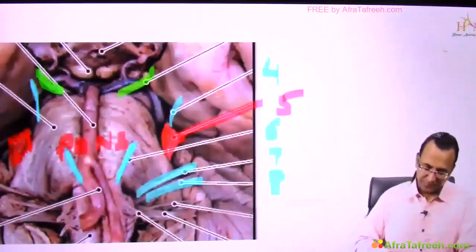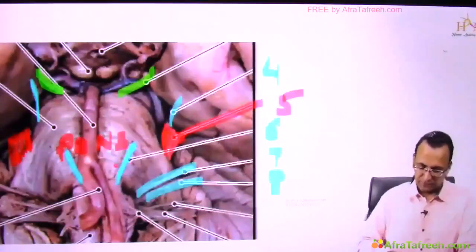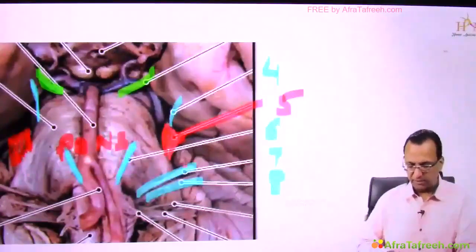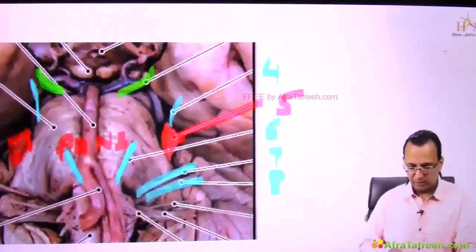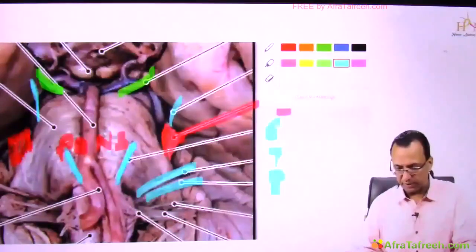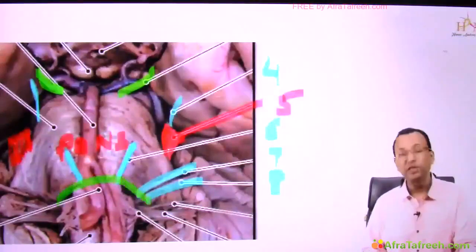As you can see, this is the 6th nerve, which is near the midline. Then there is the 7th nerve, which is more lateral, and the 8th nerve, which is still more lateral. They are all at the pontomedullary junction, because this is the pons and this is the medulla. So this is the pontomedullary junction. You can mark it here.